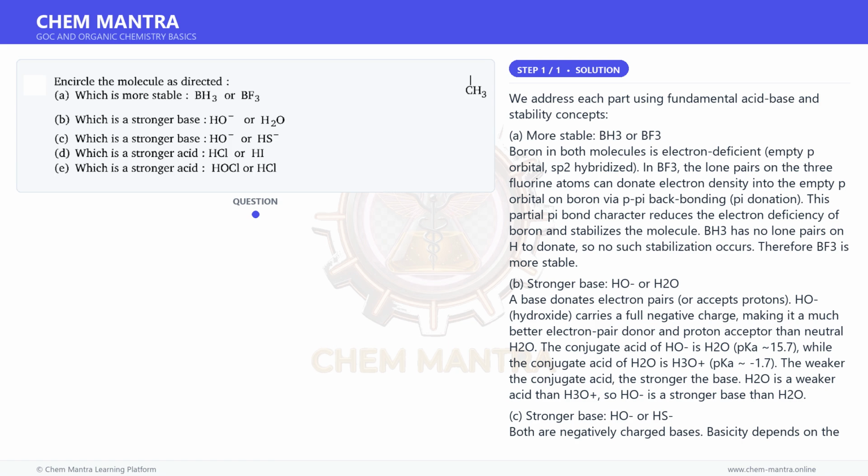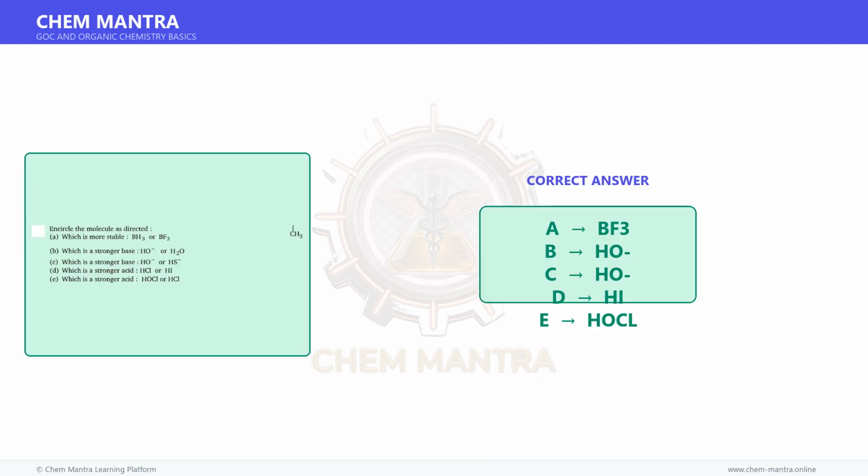Therefore, the correct answer is A. BF3, B. HO-, C. HO-, D. HI, E. HOCl. Therefore, the correct matching is A matches BF3, B matches HO-, C matches HO-, D matches HI, E matches HOCl.